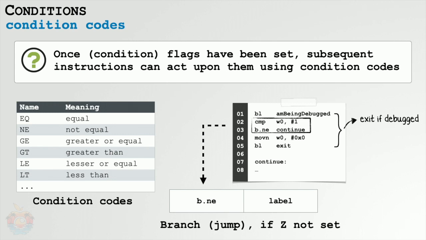The next instruction we see is a BNE. This is a branch not equal. This will skip over the early termination if and only if the zero flag wasn't set, meaning the function didn't return 1, meaning the malware isn't being debugged. Otherwise, it will exit and thwart our continued analysis efforts.